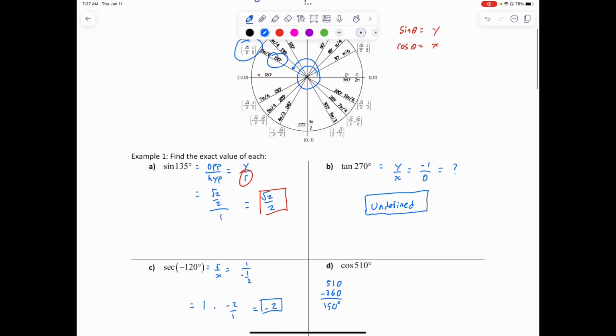Well, the cosine of 510 degrees is going to be x over r, or in this case, just x because we're in the unit circle, because r is just 1. And that x value is just going to be negative radical 3 over 2. And so our answer is negative radical 3 over 2.